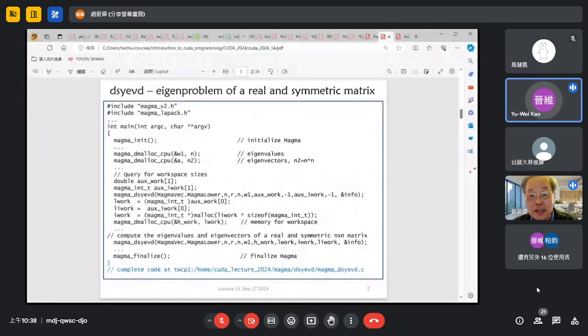Excuse me, may I ask some questions here? Just to understand the terms shown in these slides better. I'm still trying to understand why the abbreviation appeared like DSYEVD. I can guess that SY probably stands for symmetric, and the EV is like eigenvalue. But what does the D mean?